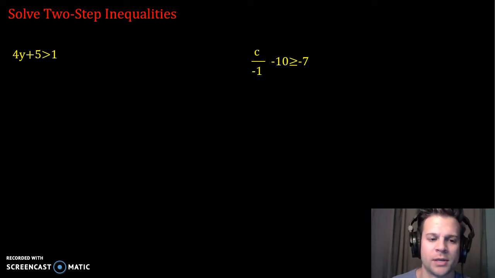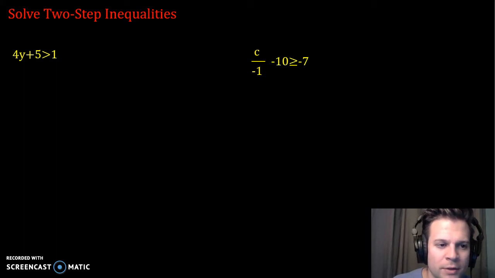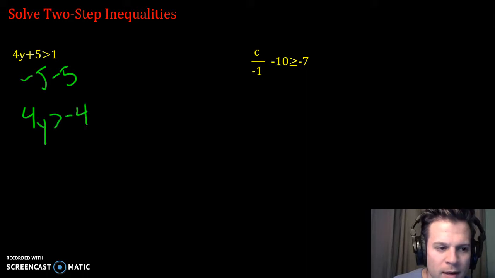So all we're going to do is get the variable by itself in the inequality statement, circle that as our final solution, and then we'll be good. So 4y plus 5 is greater than 1. Get rid of this 5 by subtracting because the opposite of plus is minus. 4y is greater than negative 4.